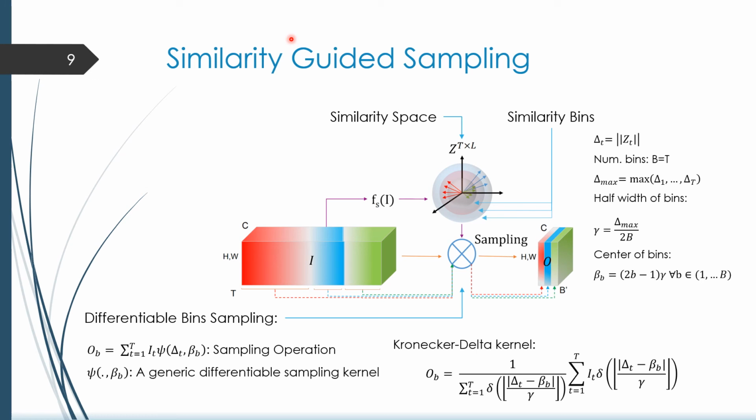In our experiments, we evaluate two sampling kernels. The first kernel is based on the Kronecker delta function, as mentioned here. The kernel averages the feature maps that end up in the same bin. The second one is a linear kernel that is mentioned in the paper. After the sampling, the empty bins are dropped.